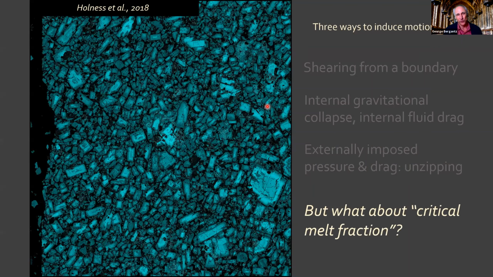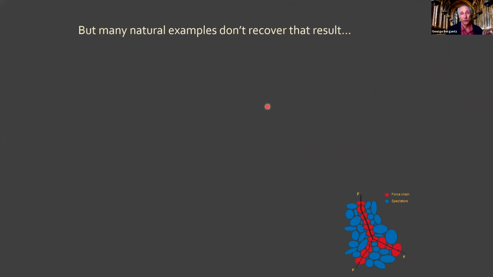But you might look at this picture and say, hey, wait a minute, that's way too crystal rich. That's locked up. That's jammed. We all know that things lock up at 50% crystals, right? Well, I hope if nothing else, you leave here today putting that idea, at least, with a little bit of a blinking yellow light. The concept of a critical melt fraction has become an obstacle to progress because there are too many times when the study of natural examples does not recover that result.